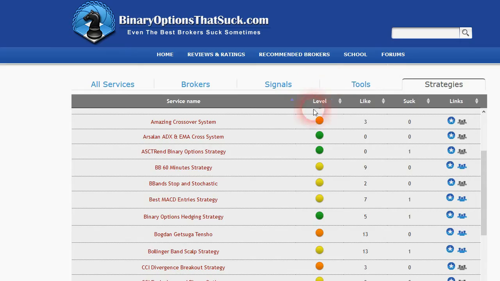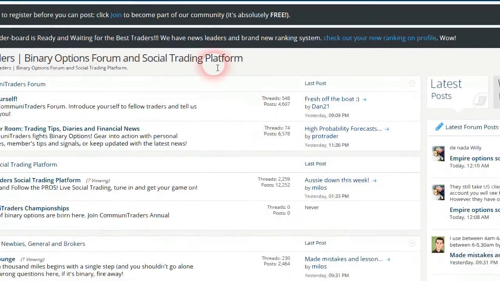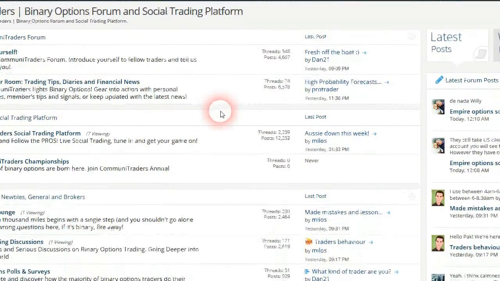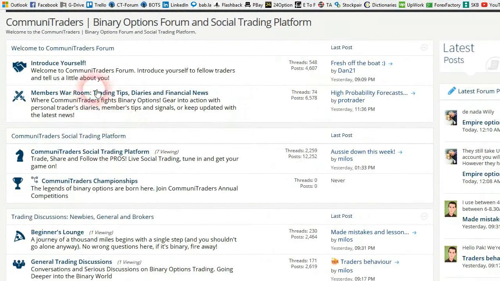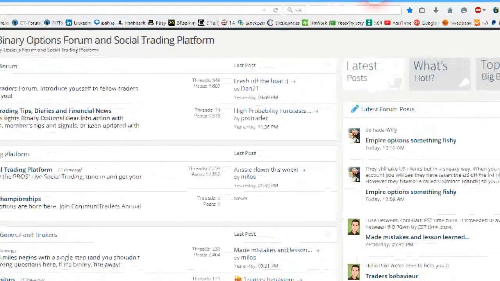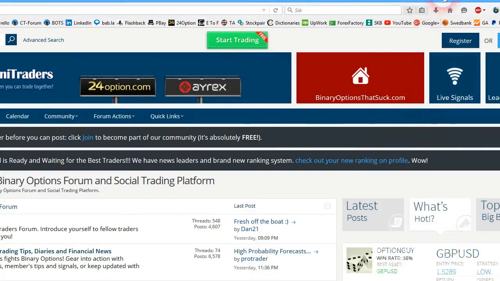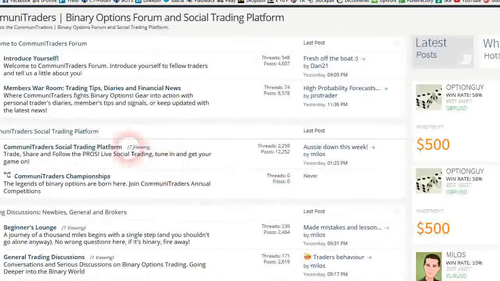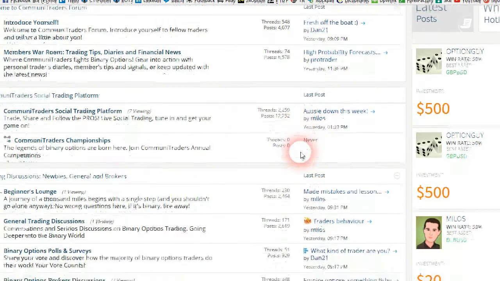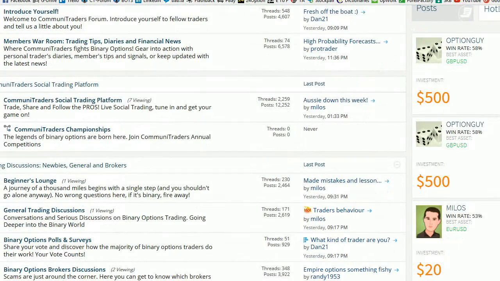So the next is the forum. Here's where all the fun happens, because here's where you get to meet new friends. You can introduce yourself. You can follow other traders. So there's a lot of things you can do. You can have your own diary and interact with pro traders, real pro traders that trade every day.